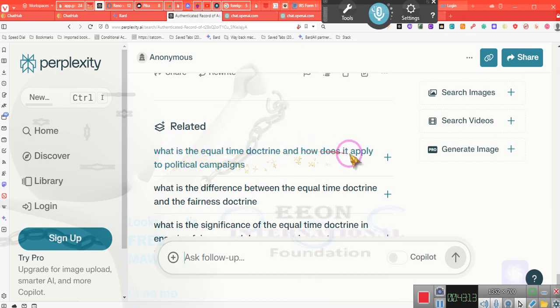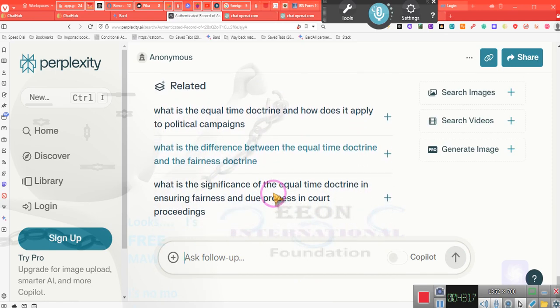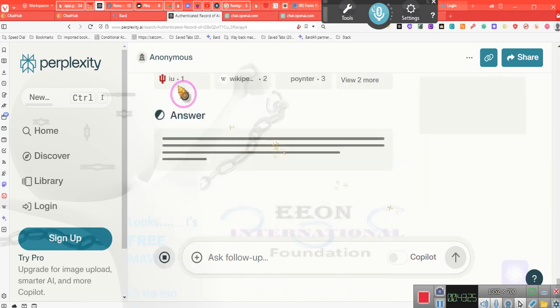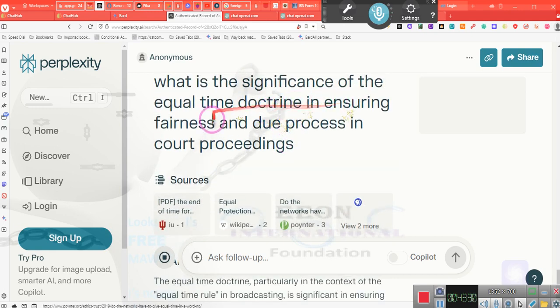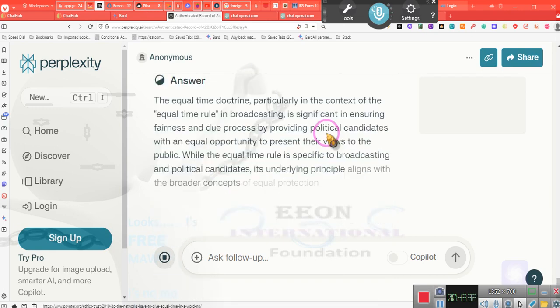What is the equal time doctrine and how it applies, the fairness doctrine, the significance of equal time doctrine, and let's do this one. What is the significance of the equal time doctrine in ensuring fairness and due process in court proceedings?